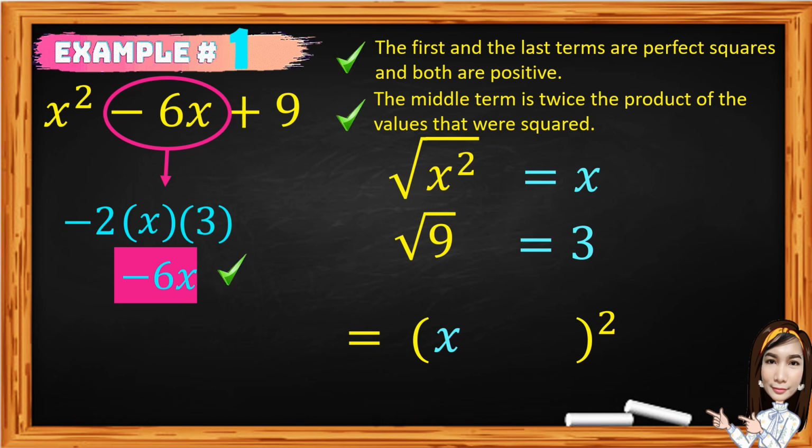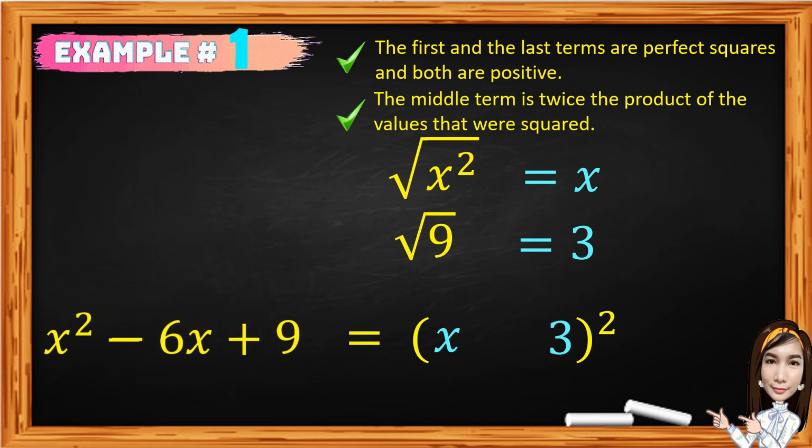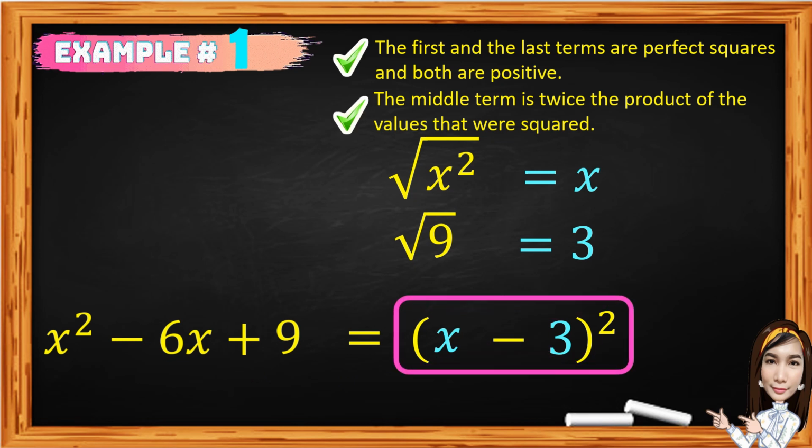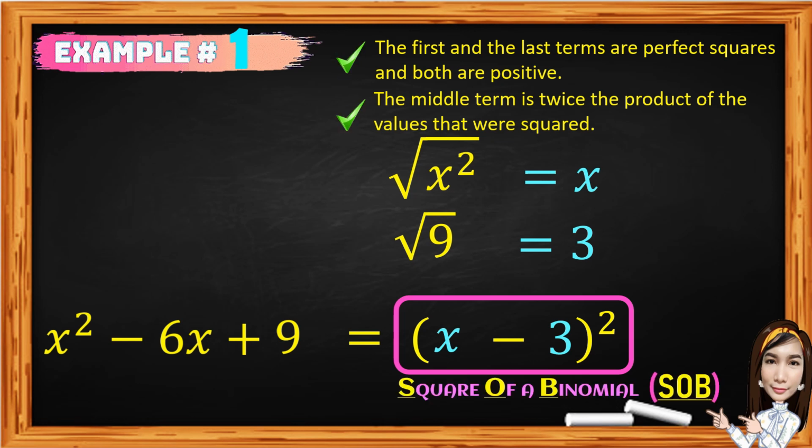So the first term is x and the second term is 3. So x squared minus 6x plus 9, if the middle term is minus, the binomial factor is also minus. So we have the quantity of x minus 3 squared, which is the square of a binomial or SOB.